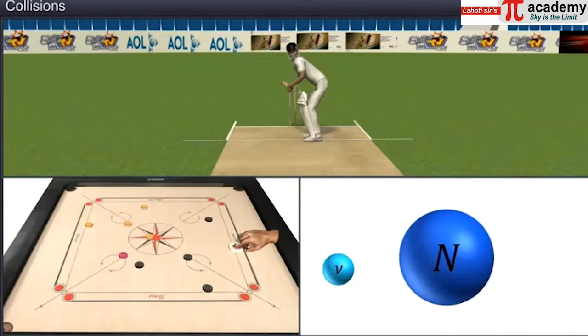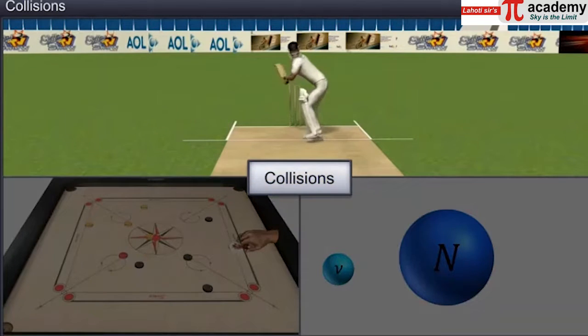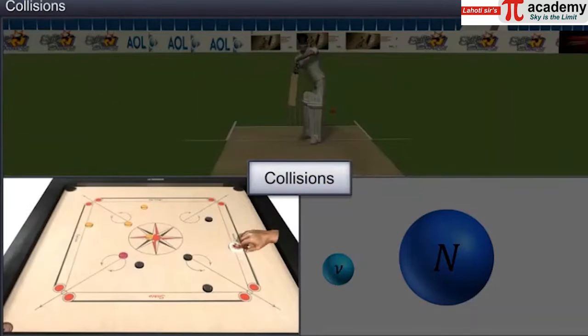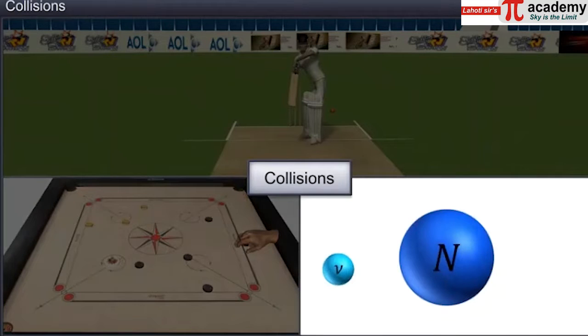In this module, you will learn about collisions, types of collisions, and collisions in 1 and 2 dimensions. We come across many types of collisions between different bodies in our daily lives, like the collision between a bat and ball, and the collision between a striker and coins in a game of carom. In the subatomic world, we find collisions between various subatomic particles.